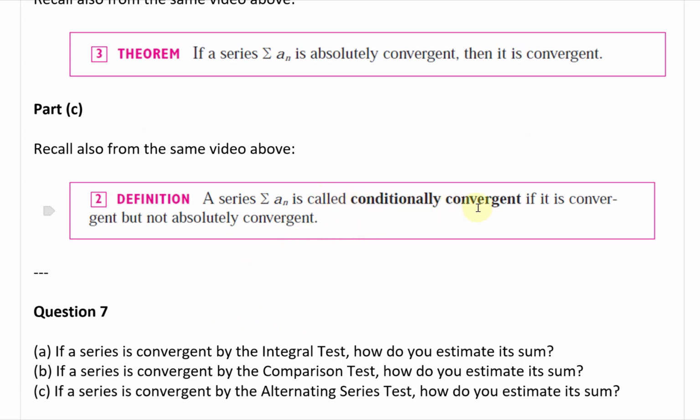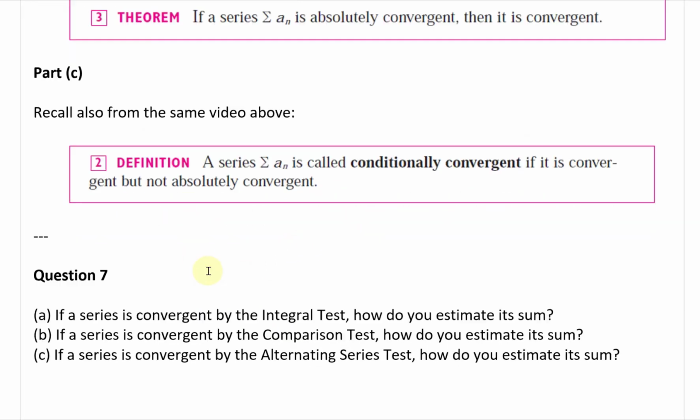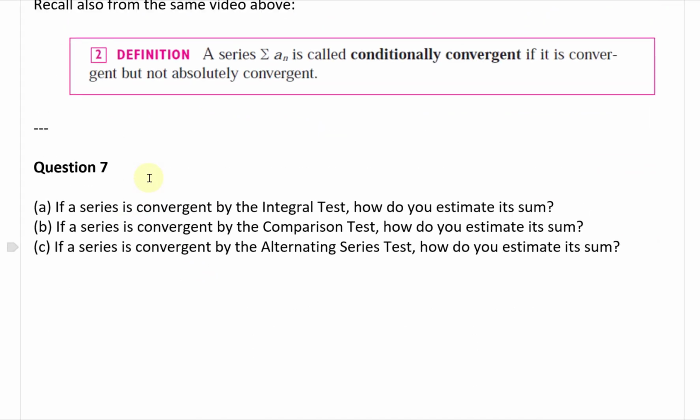So conditionally convergent is if it converges, but not absolutely. They're very interesting. So now let's take a look at question 7.